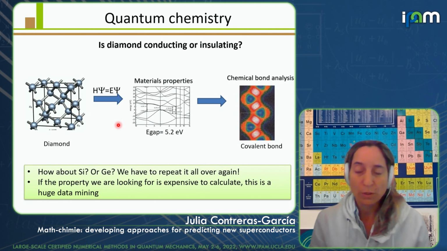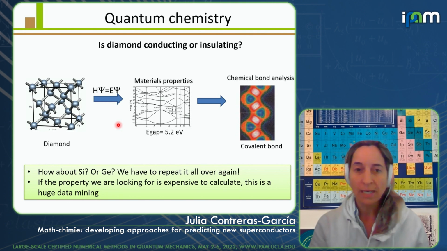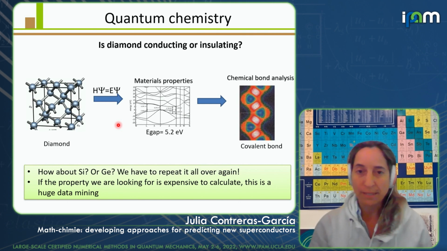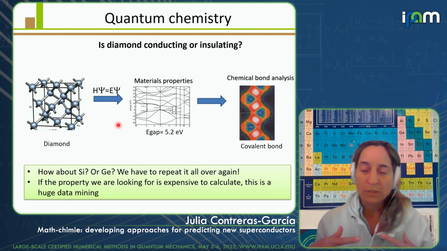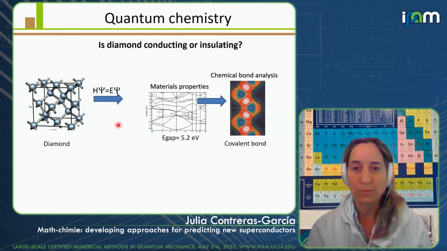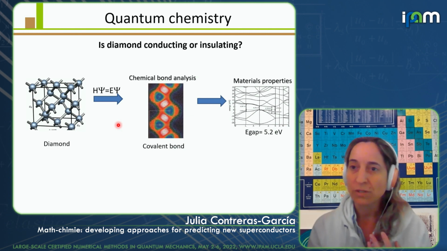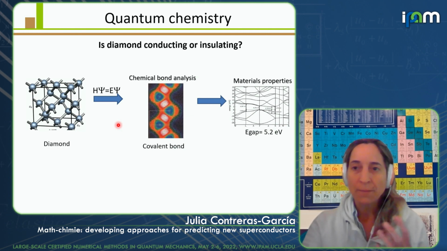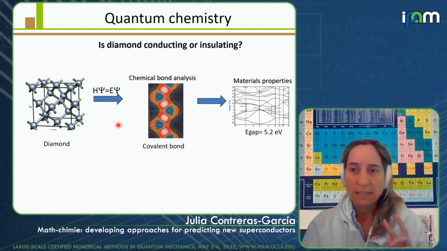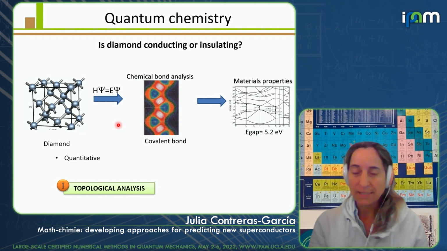So if the property we're looking for, like in our case here today, superconductivity, is very expensive, then that means a huge data mining. So the way we try to go around it is to actually invert the way we interpret this problem. First, we do the chemical bond analysis, and then from there we try to calculate the properties. But actually, that means that we need to have models that will link quantitatively our system with the chemical bond, and for that we will use topological analysis.